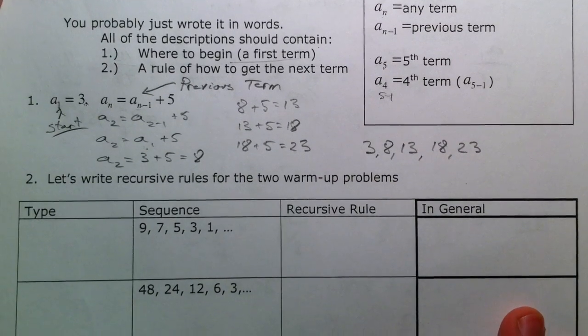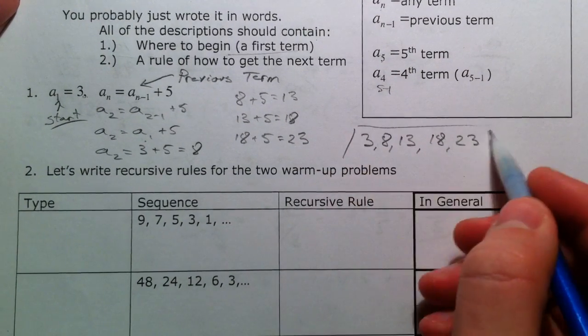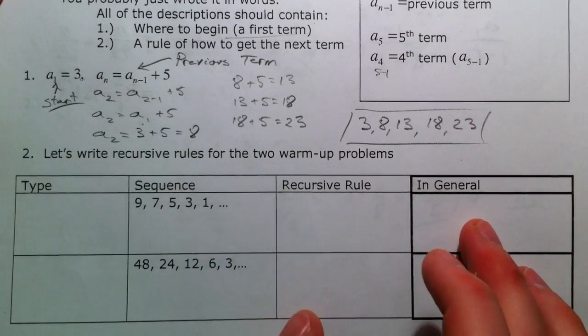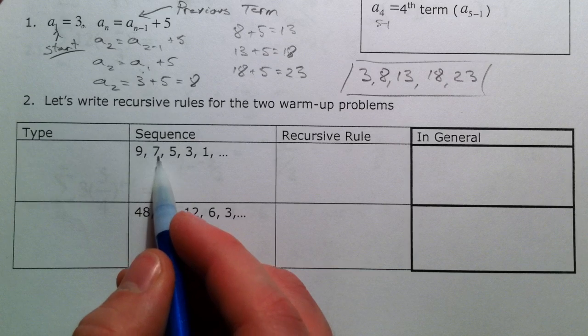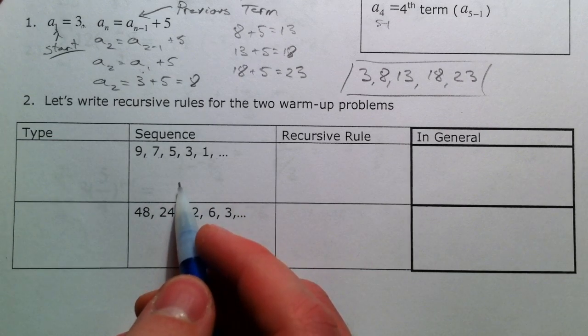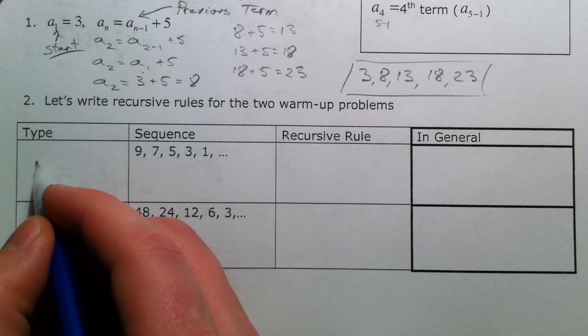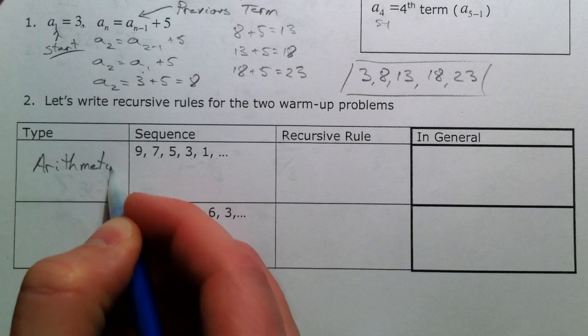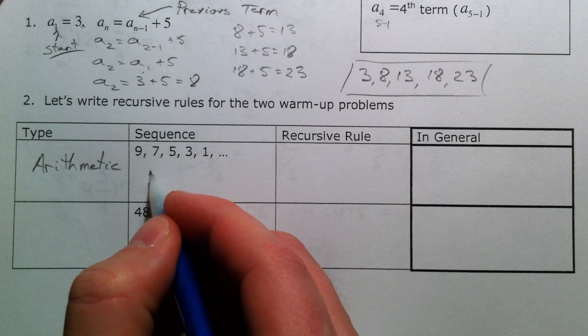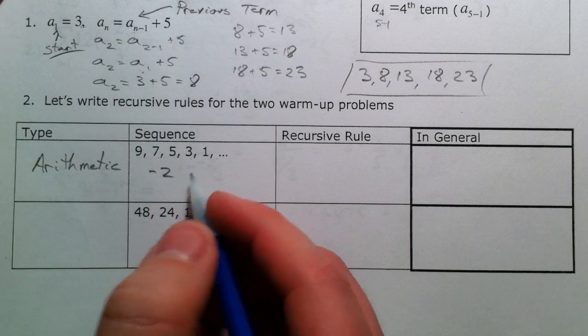So what we're going to do now is go backwards and write our recursive sequence. 9, 7, 5, 3, 1. That was our first sequence we had, and we called that an arithmetic. Anytime that you have a common difference, subtract 2 every time.